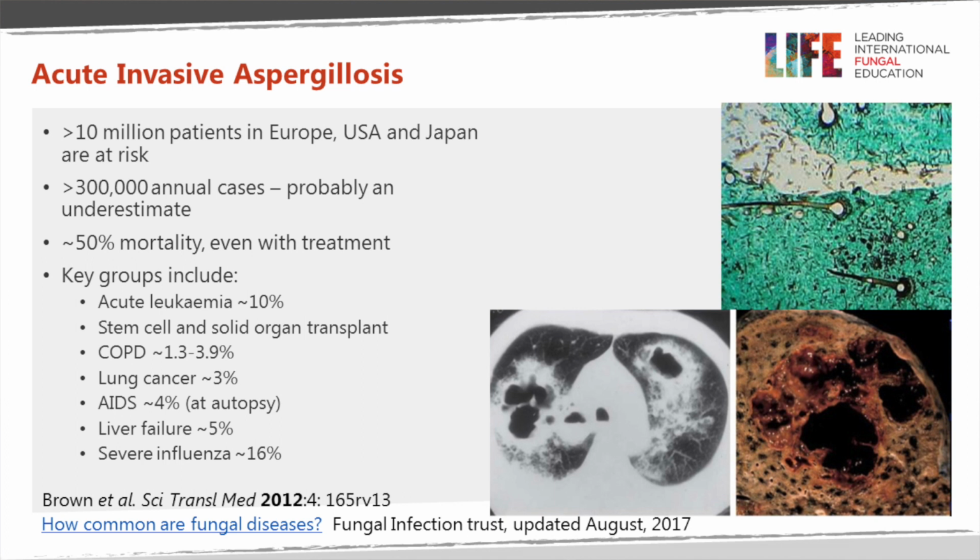So roughly 10% of leukemics, the rates vary from around 6% to 15%. Stem cell and solid organ transplants. There are two estimates for COPD patients admitted to hospital, 1.3 or 3.9% of those patients. So not in the community, but in hospital. Lung cancer, nearly 3%. AIDS, a 4% rate at autopsy. So probably misdiagnosed as tuberculosis or chest infections or Pneumocystis in many cases. Liver failure. And recent data suggesting a higher rate in severe influenza of 16%. So these are the influenza patients who arrive in intensive care and are very ill.